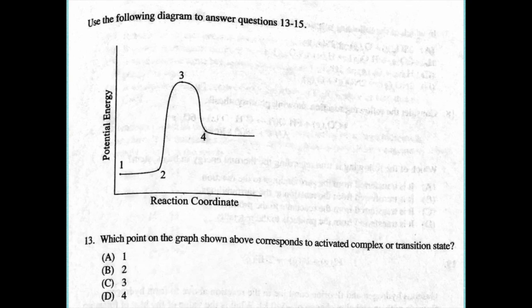For number 13, it says which point on the graph shown above corresponds to the activated complex. Remember, the activated complex is that transition between your reactants and your products. It has the highest potential energy, therefore it's going to be 3, so it's going to be C.